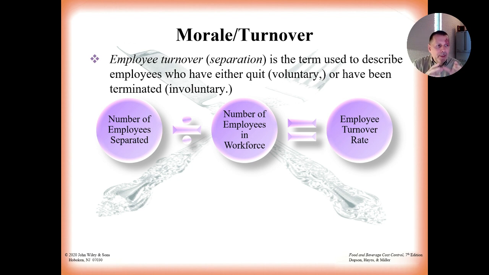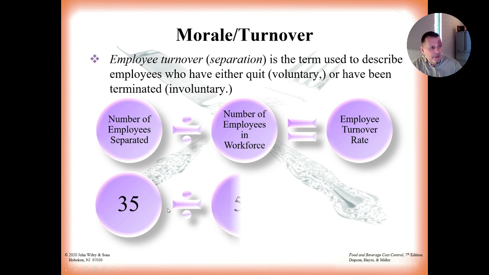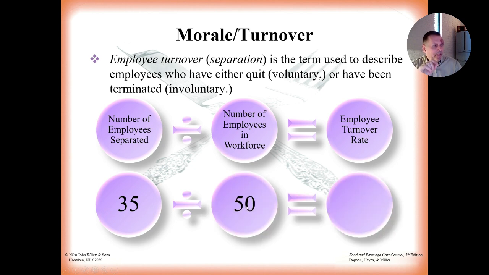We have the number of employees separated. So remember, in my example, that was 3, and the number of employees in the workforce, I said 10, and then we divide the part divided by a whole. Part being how many separated, how many in the workforce. So in this case, we have 35 divided by 50, and end up with 70%.